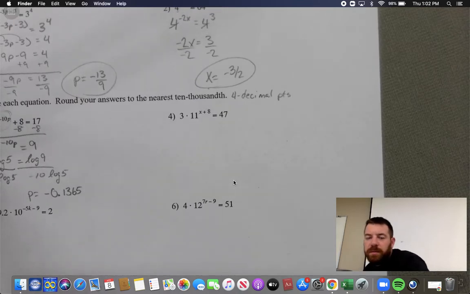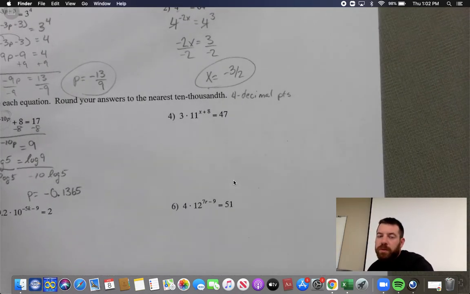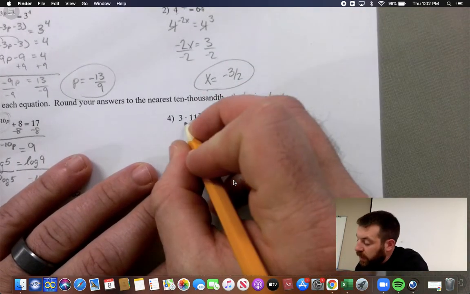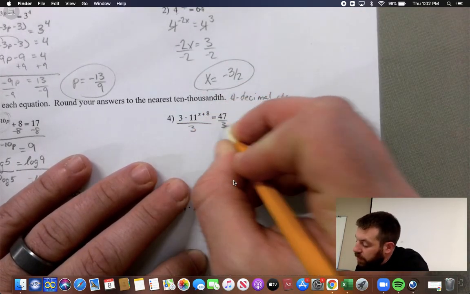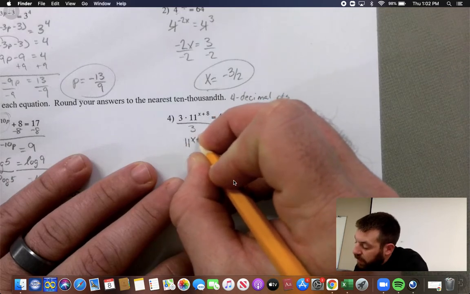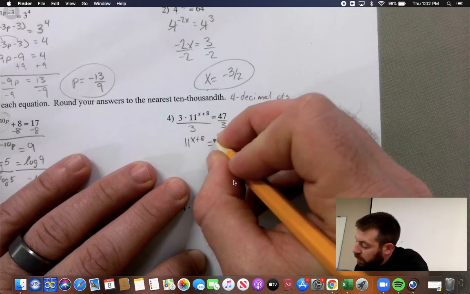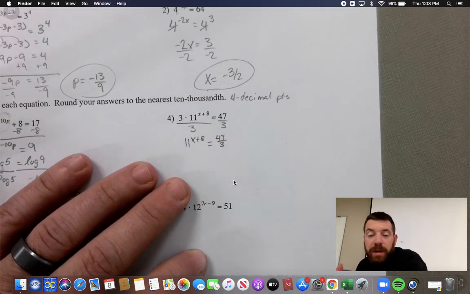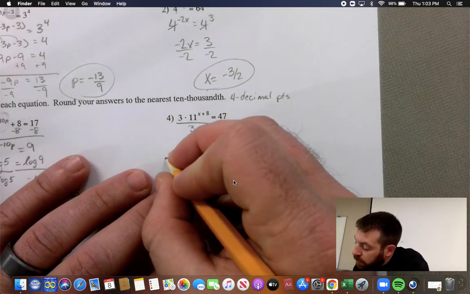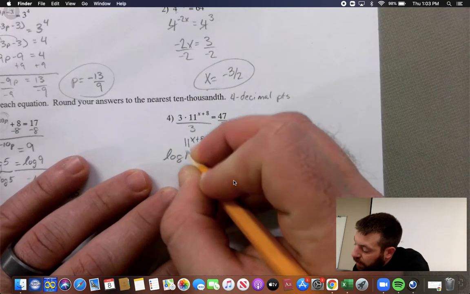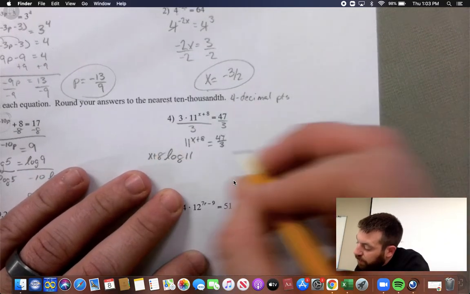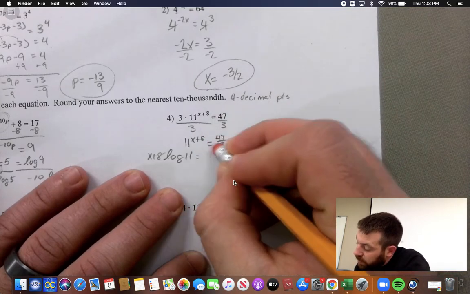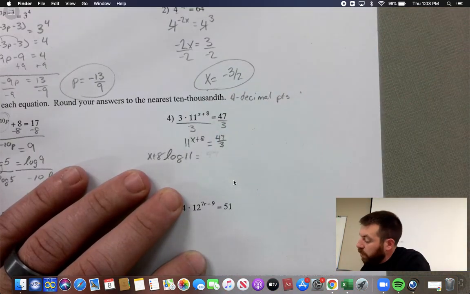Next, we want to isolate this. So the first thing I've got to do is divide by 3 on both sides. And I have 11 to the x plus 8 equals 47 over 3. From here we're going to log both sides. I'm going to have a log 11, and now the x plus 8 comes out front. I'm sorry, we're going to log that 47 over 3.